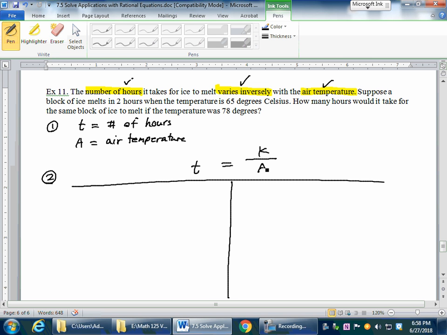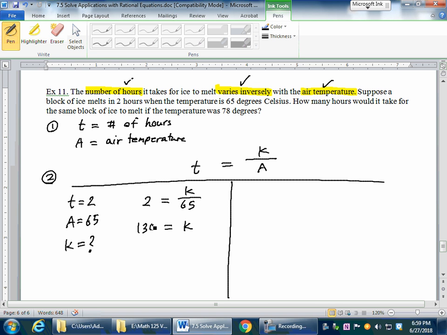Now, the first set of information says that it takes 2 hours to melt a block of ice at a temperature of 65 degrees Celsius. So therefore, I can find out what my constant of variation k is. Plugging into the formula, the time 2 is equal to k over 65. And then if you multiply both sides by 65, that will give me 130. So now we know k already.